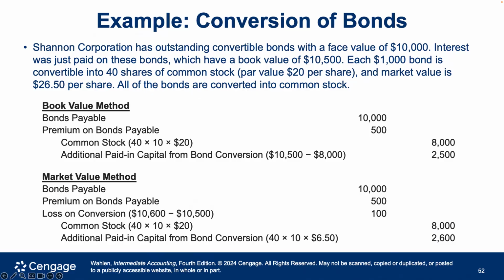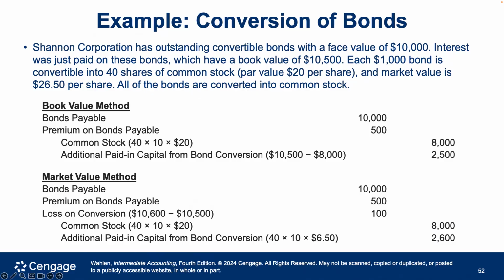So using the book value method, we ignore market price. We remove the bonds at carrying value. So we debit bonds payable for 10,000 and premium on bonds payable for 500. Total carrying value removed is 10,500. And we calculate shares issued. If each $1,000 bond gives 40 shares, we have 10 bonds, and 40 times 10 is 400 shares.